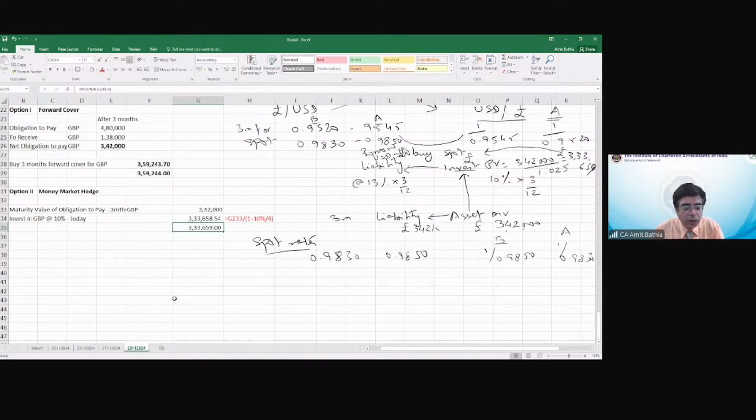This is my investment today. Now, in order to get this money, I need a borrowing. Borrow in USD. At what rate? At 13%. Okay.